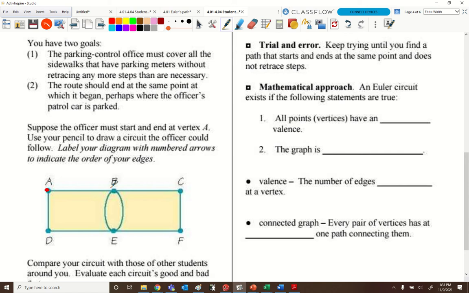I think there's 8. Is there 8 there? No, there's 7 unless you include the one you started with again. Just the edges. One, 2, 3, 4, 5, 6, 7, 8. Good job.